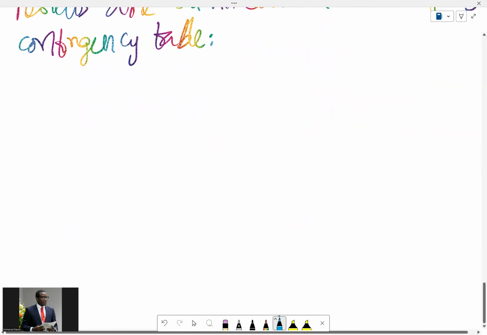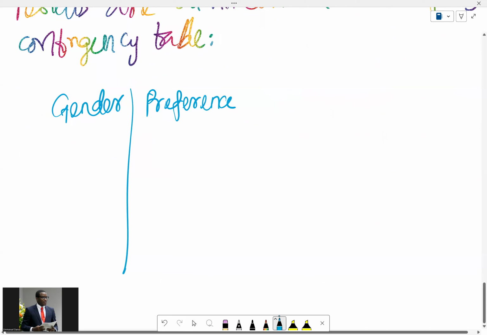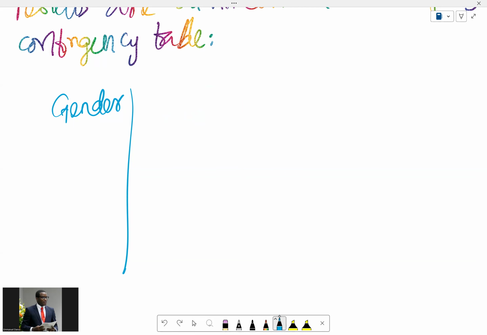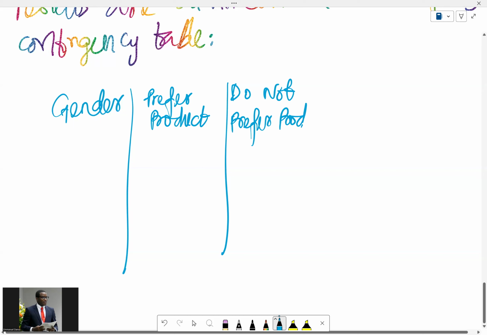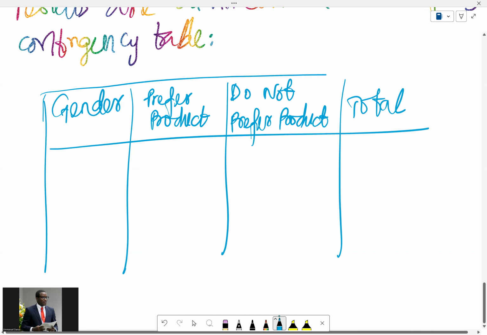So here now we have gender, we have product preference, or should I put it this way, preferred product, then do not prefer product. And then we have total. So this is the contingency table now.